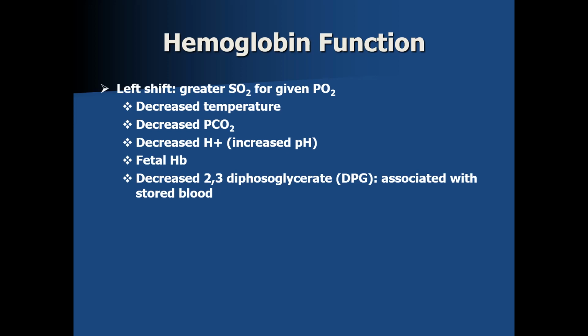Circumstances that will shift the curve to the left include decreased temperature, decreased PCO2, increased pH or decreased hydrogen ion concentration, and then fetal hemoglobin, and decreased 2,3-diphosphoglycerate, which is associated with stored blood. 2,3-DPG helps the hemoglobin unload the oxygen to the tissues.